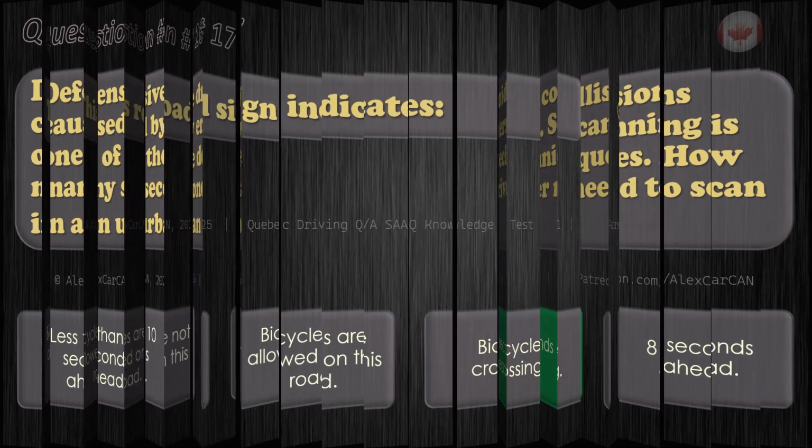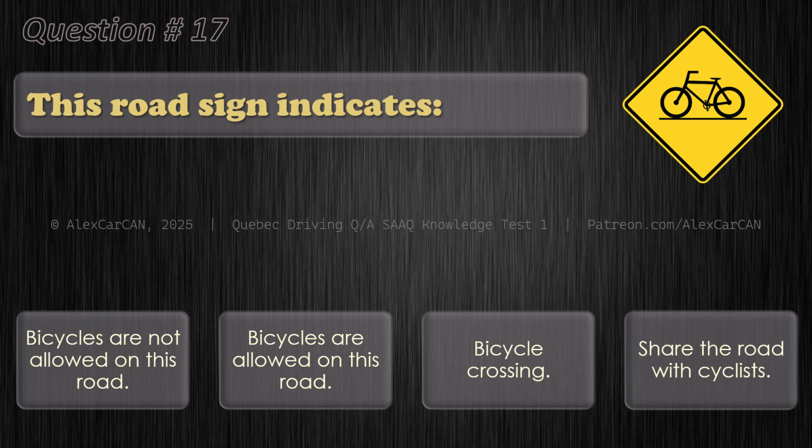Question number 17. This road sign indicates: bicycles are not allowed on this road. Bicycles are allowed on this road. Bicycle crossing. Share the road with cyclists. The correct answer is bicycle crossing.